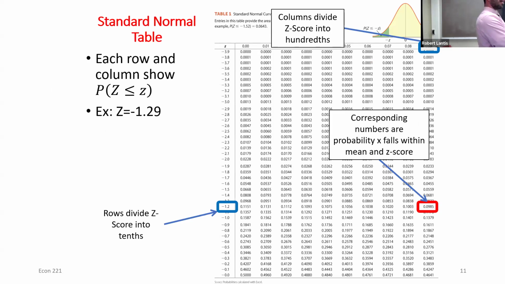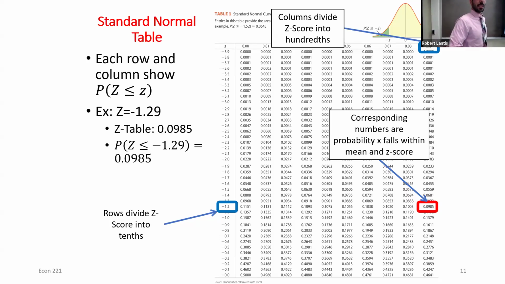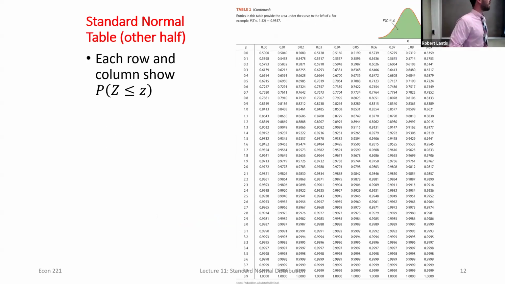Any questions on anything here before we keep moving? Like I said, this should hopefully be review, but I just want to make sure, because we are going to use some of this stuff to do hypothesis testing and confidence intervals throughout the semester. So I want to make sure we get a nice little review of it. The other half's just the positive values.